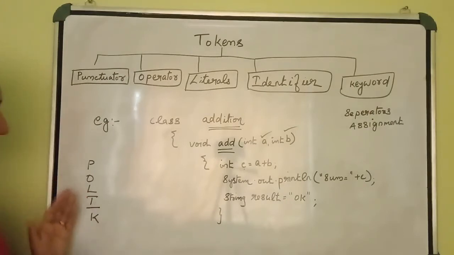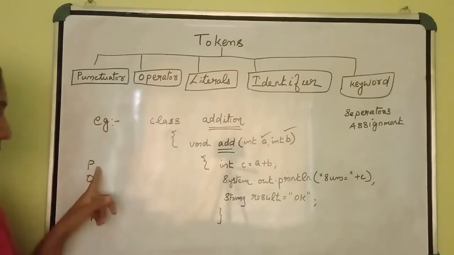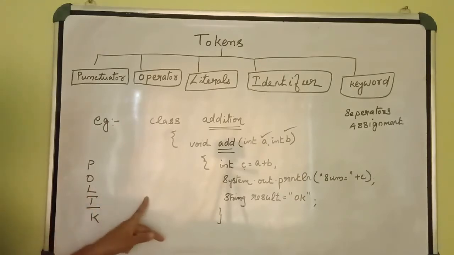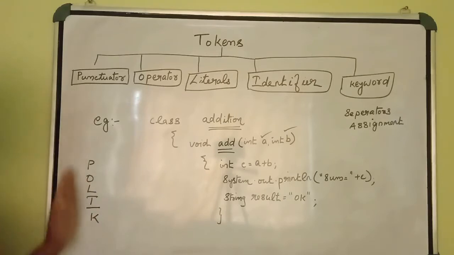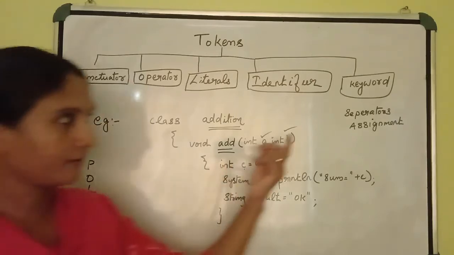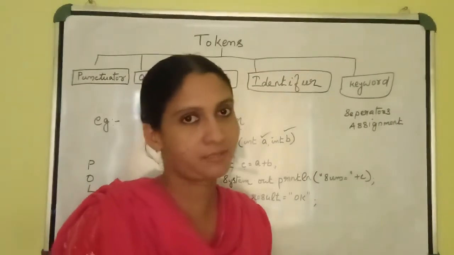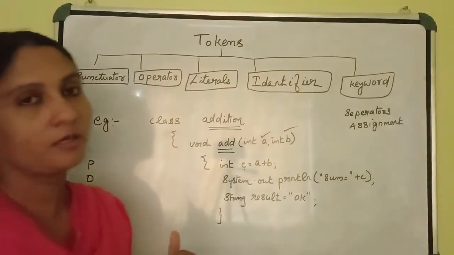That means if you expand these letters, you will get this answer. P for punctuator, O for operator, L for literals, I for identifier, K for keywords. Okay, and these are the main tokens available in Java. And two more are there: separators and assignments. With the help of an example, I will explain these five things.